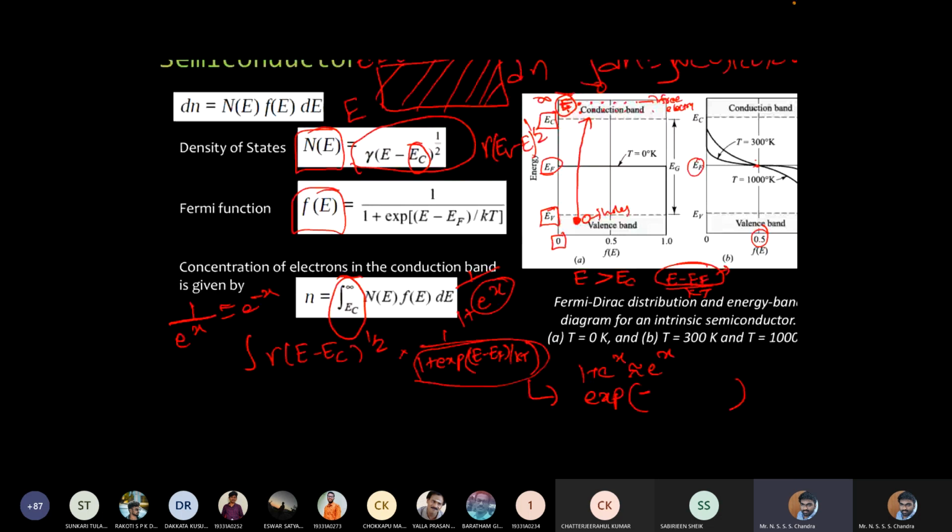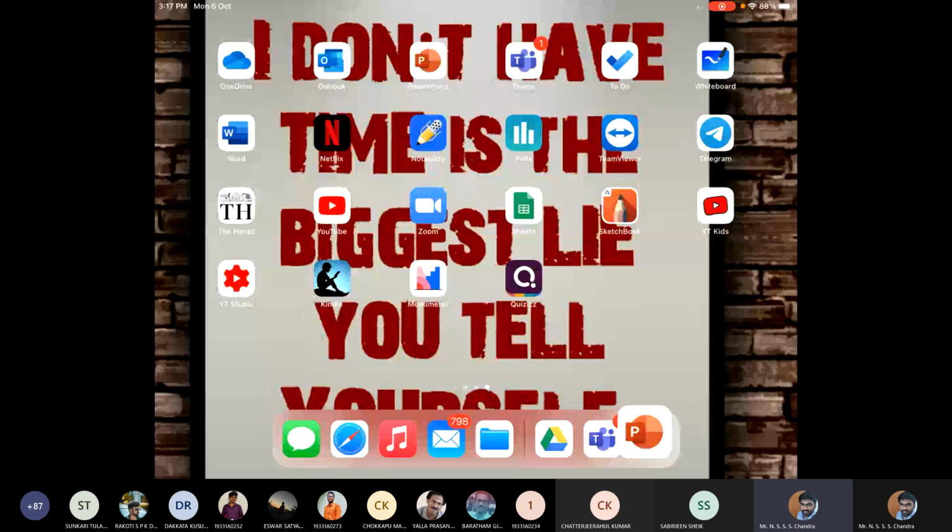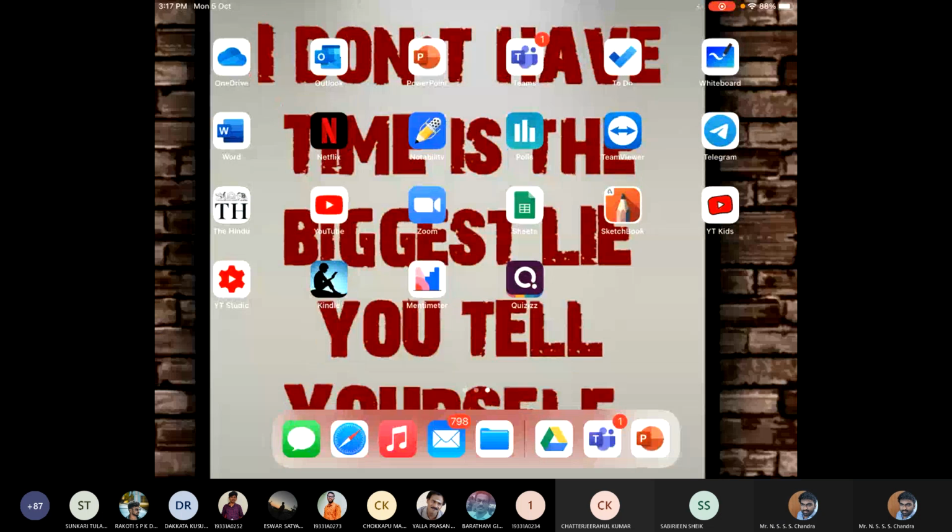And then I'll do the integration. I'll be showing the integration also. Just a moment. Because of the lack of time, I'll be showing the derivation I have already done.